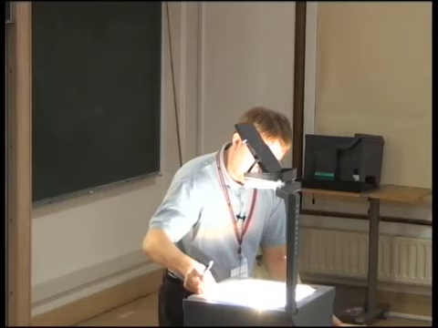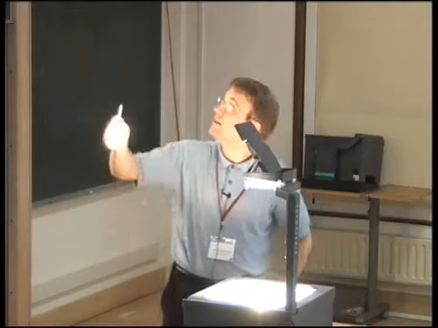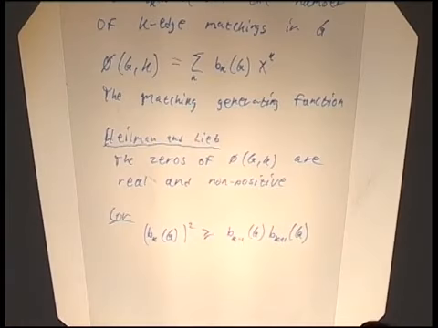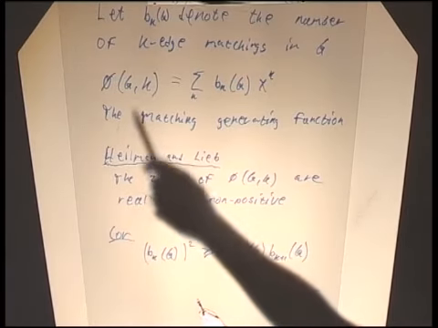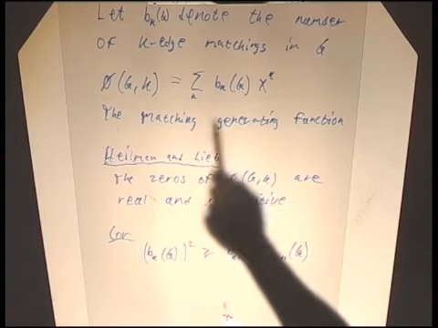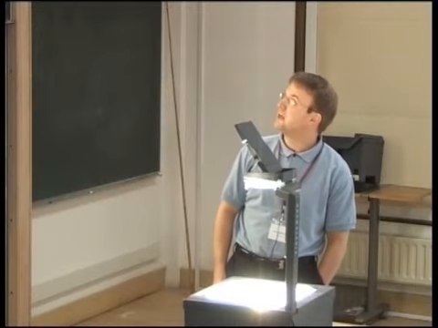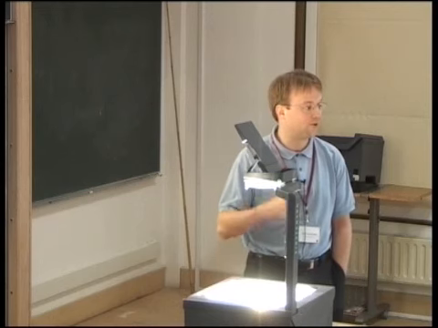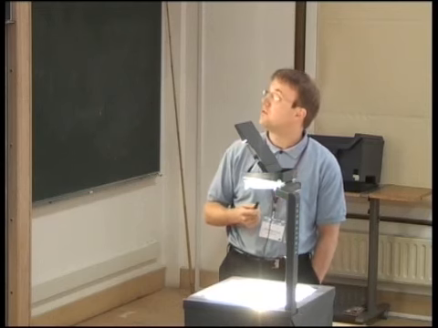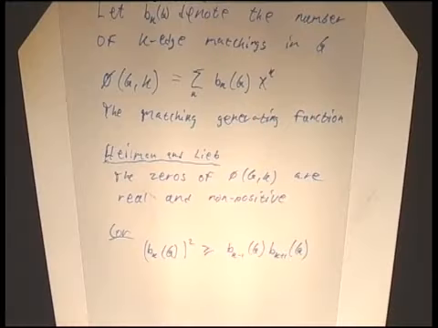And if you let b_k denote the number of k-edge matchings in a graph G, then we can look at this polynomial, which is just the generating function for the number of matchings. There are various ways of writing this generating function. There's also something called the matching polynomial, when you add some alternating signs and switch the direction of the exponents on x. It makes some of the algebraic connections nicer.